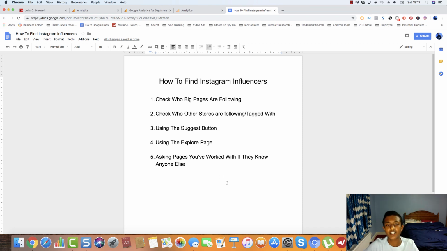And number 5 is asking pages that you've worked with before if they own any other pages, as well as if they know anyone else in their niche, because most pages are in engagement groups with each other. If you know one person inside that engagement group, that person can post in the group saying, hey guys, this guy wants to buy posts from all of your pages, just DM him, send him your rates, and he'll get back to you. That's an easy way to get like 50 influencers messaging you very fast.